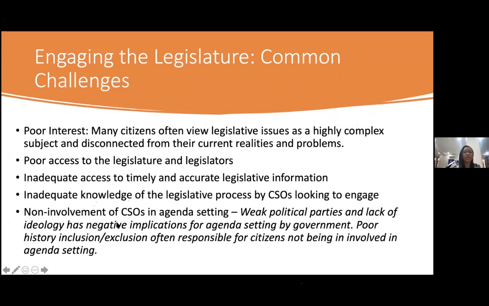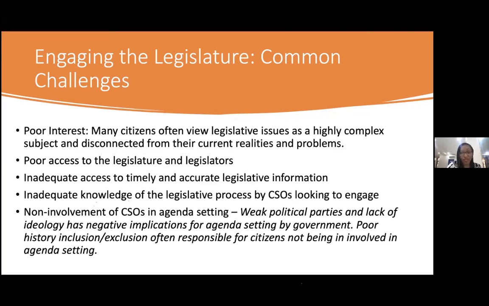Then some of the common challenges that you see in engaging the legislature, I think there are quite many, but for me, poor interest is really one of them. And I say poor or low interest because a lot of people see legislative matters as highly complex. A lot of them are disconnected from what happens in the National Assembly. And as an organization that puts out information on the National Assembly, I can see that sometimes the engagement on legislative news is not as much as you see on other topical issues.